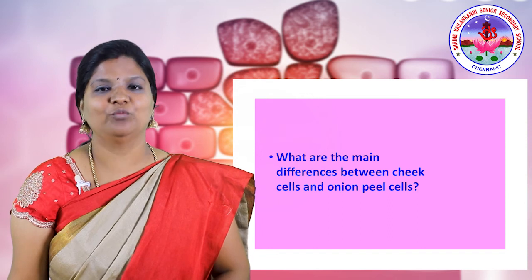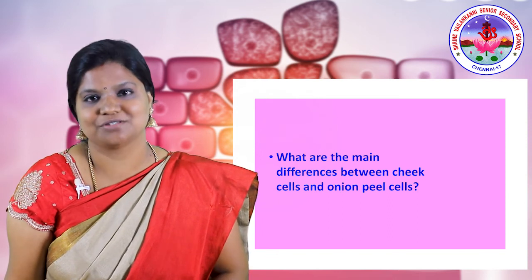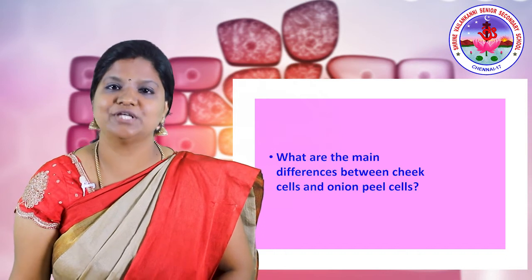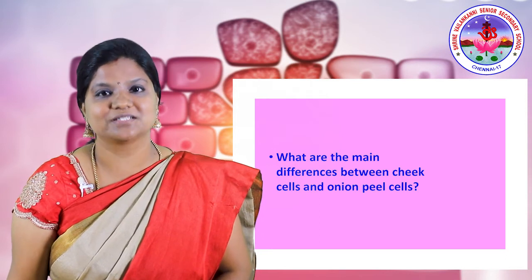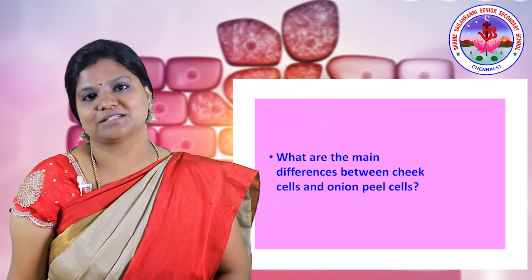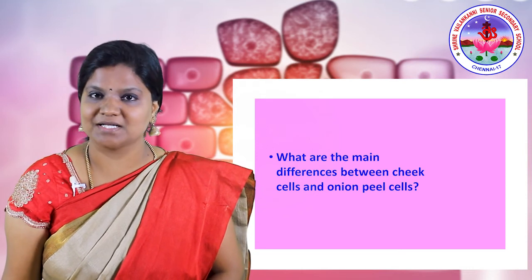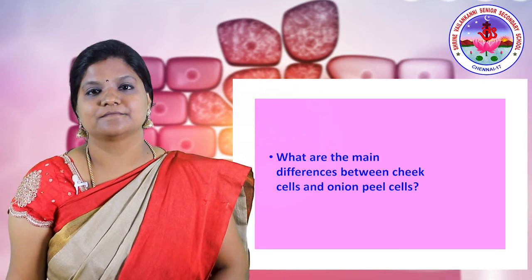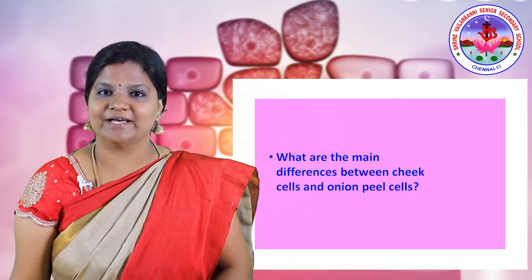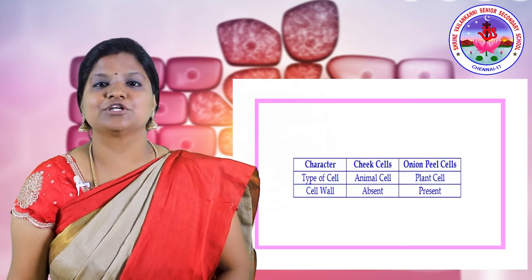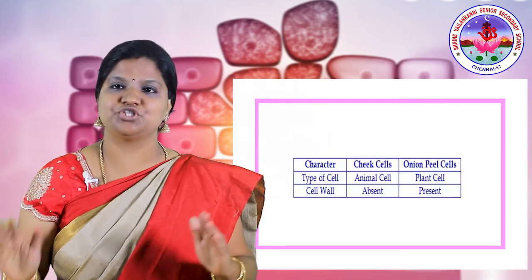Students, now we are moving on to the question session. First question, what are the main differences between cheek cell and onion peel cell? So just think about the two types of cells. Yes, just pause the video and think. Yes, I'm just going to reveal my answer. So onion cell and cheek cell.